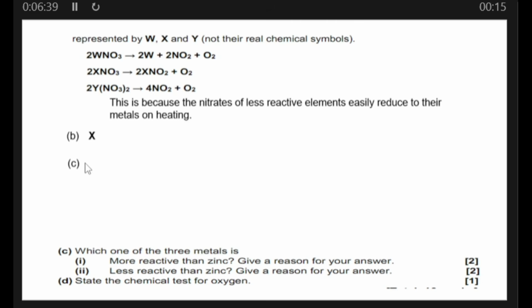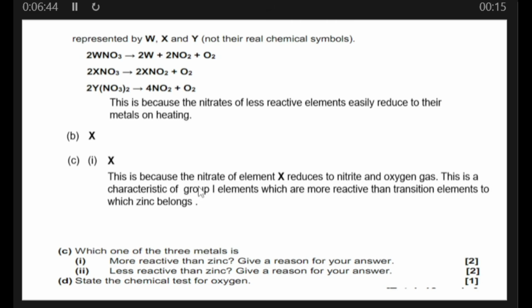However, I said X, and the reason was that the nitrate of element X reduces to nitrite and oxygen gas. This is a characteristic of group 1 elements, which are more reactive than transition elements to which zinc belongs. So zinc is a transition element, so it can't be more reactive than a group 1 element.